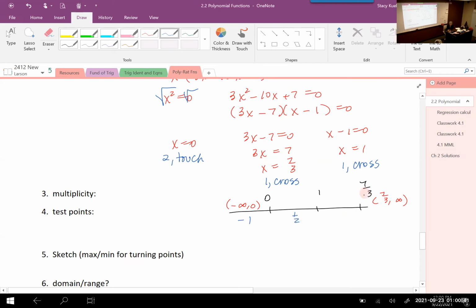Let's pick a number. Now 7/3 would be what? 2 1/3? That's good. So let's pick a number between 1 and 2 1/3. 2. Okay, 2. Now I'm going to pick a number to the right of 2 1/3. 2.5. How about 3? If I can avoid the fractions, let's do it.